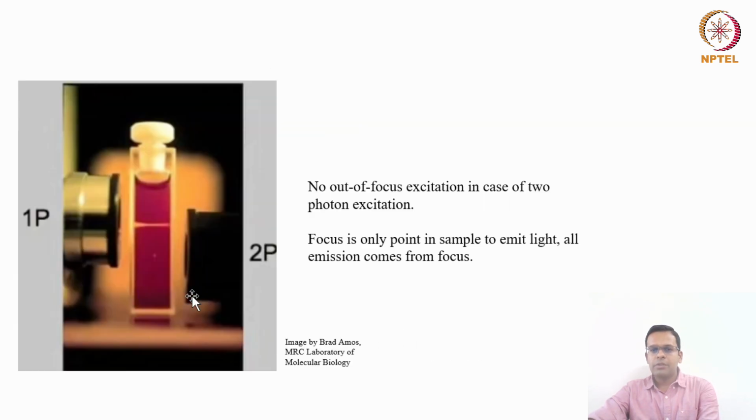Here you can see one photon illumination. In this cuvette, some red colored dye solution is placed. In the one photon illumination, you can see a slit kind of thing, right? So it illuminates this area. But in the two photon illumination here, can you see a tiny dot? So it will illuminate only such a tiny spot in the sample. If this is a tissue sample, it will only illuminate this tiny spot, and you will capture the fluorescence coming from this tiny spot.